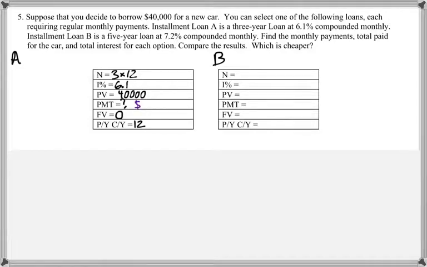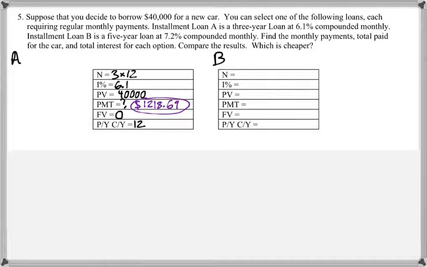So we can calculate the monthly payments to be $1,218.69. So that is the monthly payments.